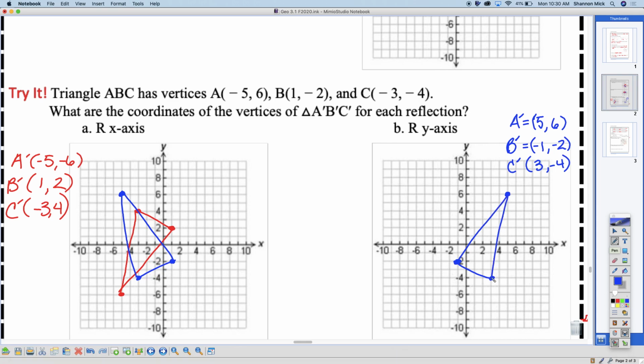Now, what if I wanted it reflected over the x and y axis? What would I do to my points? I would have to change both of them. Now, I think on your homework it says just write the points.